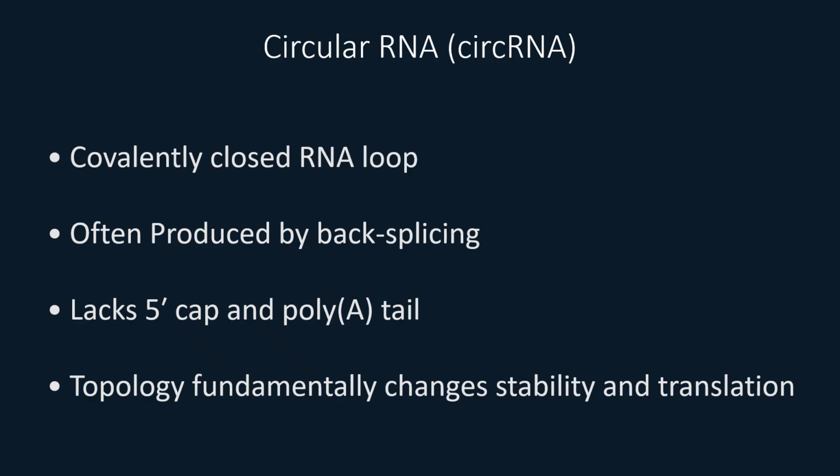Because it's circular, the two hallmarks of linear mRNA, the 5' cap and poly A tail, are absent. That has major consequences. How the RNA is degraded, how ribosomes initiate translation, how it interacts with cellular processing machinery, all these things change. So circular RNA is not simply a modified linear mRNA. It should be thought of as a different architecture with different design rules.